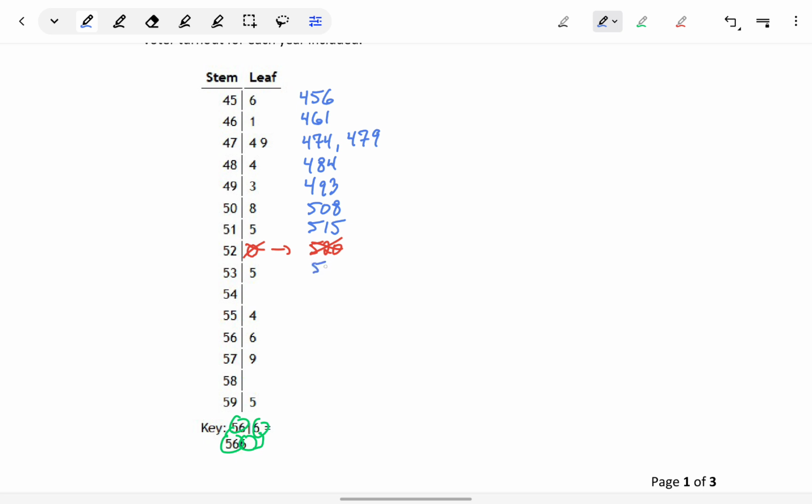So we would skip to the next row, which would give us 535. We have another empty row, so we skip to 554, 566, 579, skip again, and we get 595.